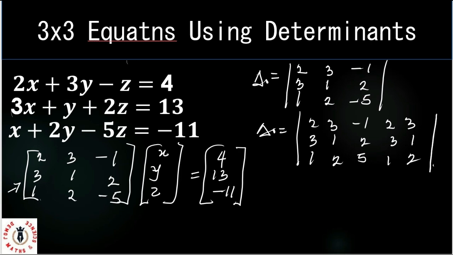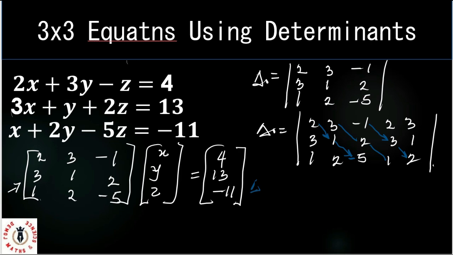Now, after repeating these columns, we have to pick the major diagonals. Let me show you how. If you look at this, 2, 3, and 2 can form a diagonal, but they are not a major diagonal. The first major diagonal is 2 to 1 and 1 to minus 5. The second major diagonal will be 3 to 2 and 2 to 1. The third major diagonal will be minus 1 to 3 and 3 to 2. Those are the three major diagonals.